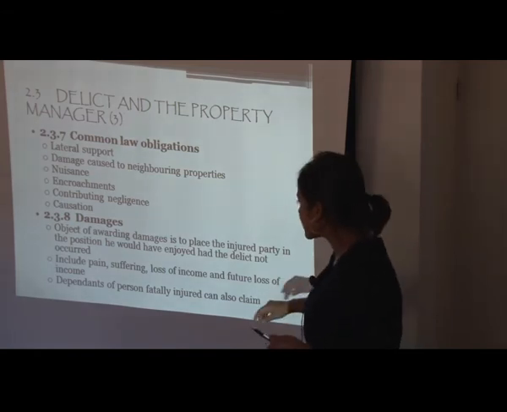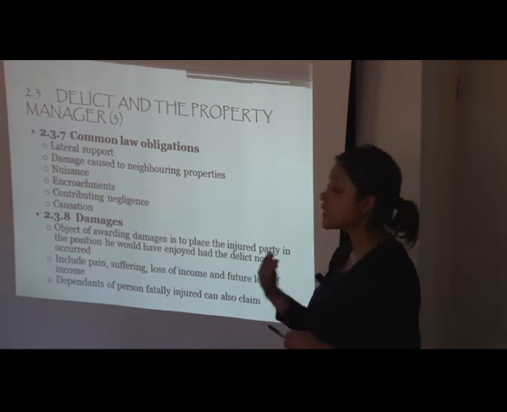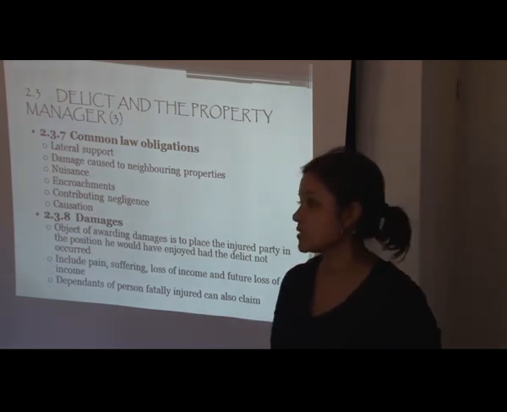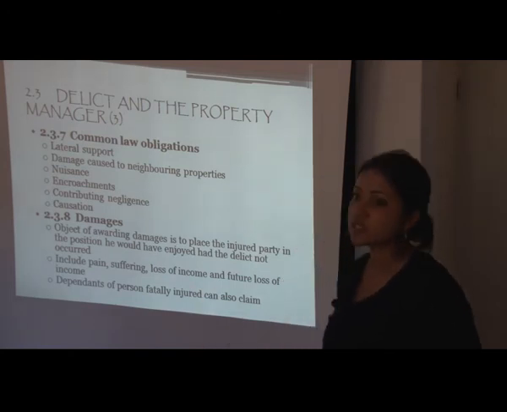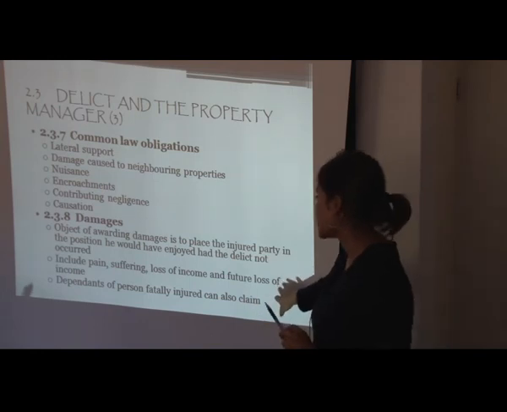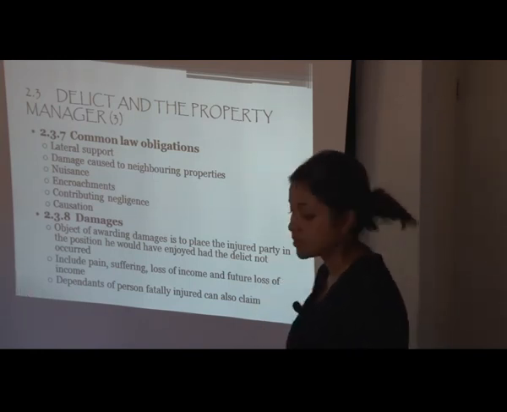And that would include pain, suffering, the loss of income and the future loss of income. Perhaps he is in hospital for 3 months and he isn't covered for sick leave or something, right? We would then pay that income for the duration that he's unemployed. And then dependants of the person, especially with fatal injuries, can also claim.